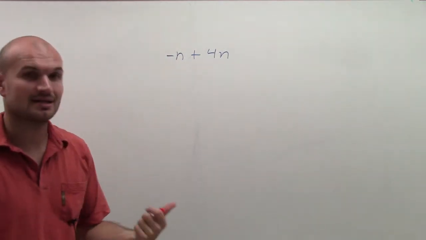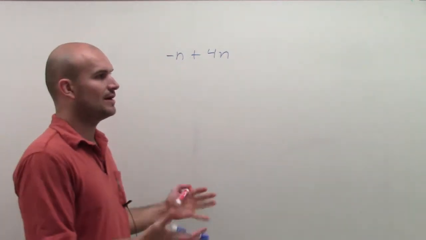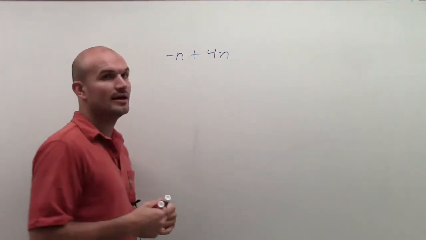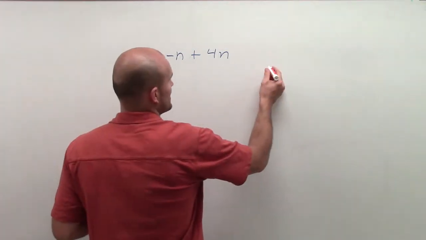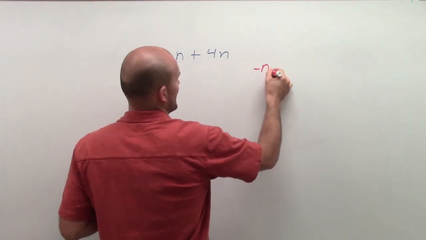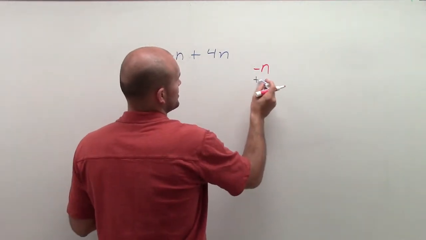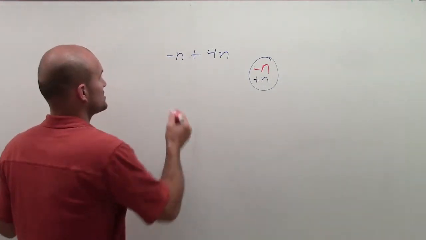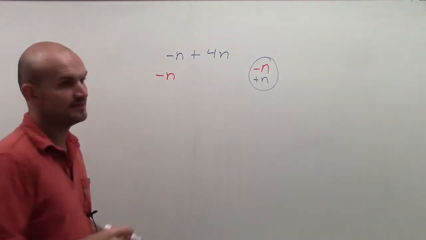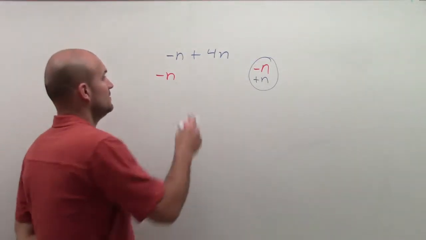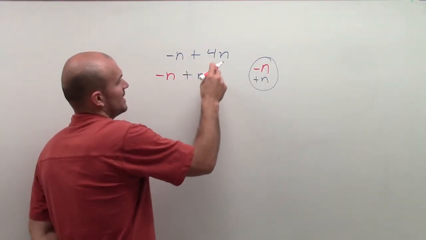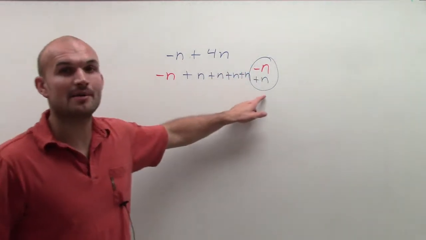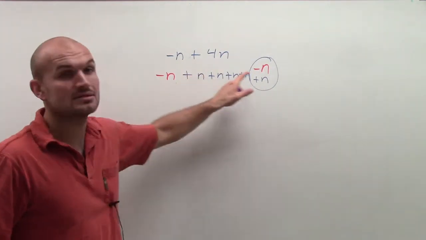Negative n plus 4n, and I'm just going to represent this a little bit so you can see exactly how I'm getting my problem. Just like with negative numbers, variables can have the same properties. Let's say I have a negative n and a positive n. Those are going to cancel out. So here I have a negative n, which I'm going to represent as a negative n, plus 4n is really going to be plus n plus n plus n plus n, because n plus n plus n plus n really means 4 times n.